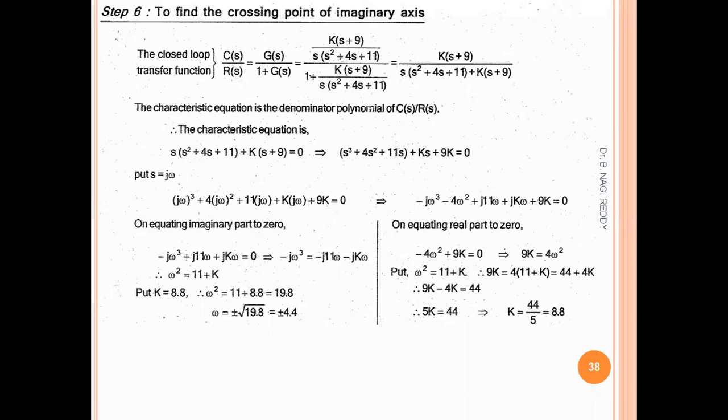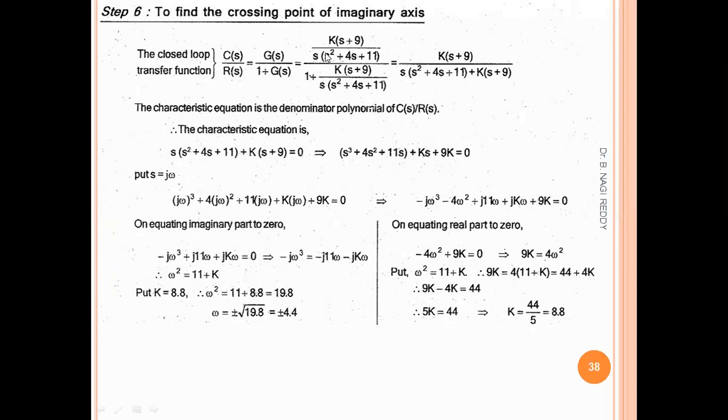But here we don't have it, we have not done step 4 because of our knowledge and all. We directly wrote a sentence about step 4. So that's why here the characteristic equation has been calculated based on the closed loop transfer function. So from this closed loop transfer function, the characteristic equation has been calculated like this.